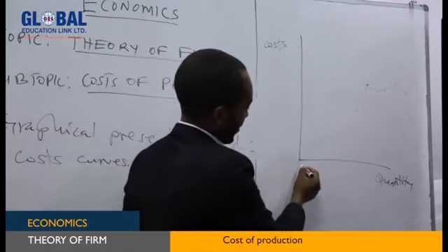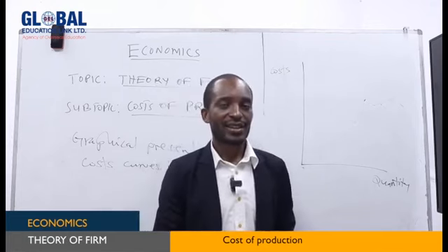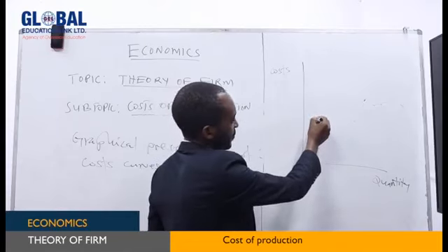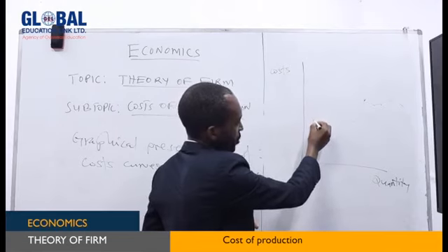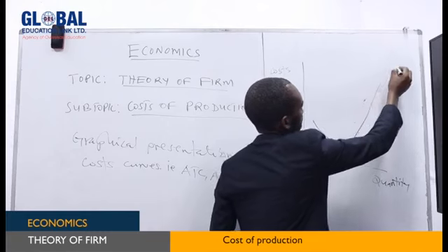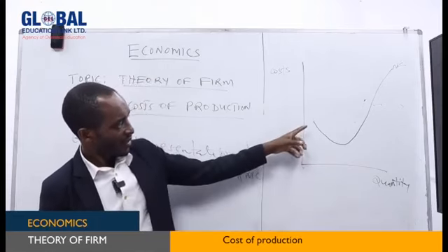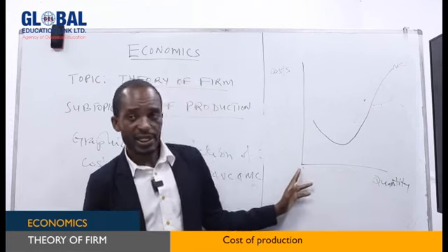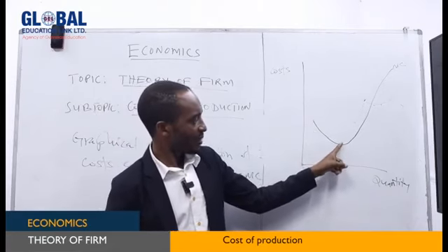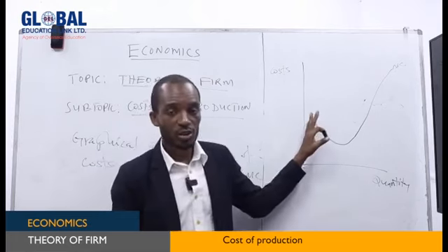At the beginning, when the output is close to 0, the marginal cost is very high. So the marginal cost will start from above, then the cost will be falling, then will start to increase. As you increase production or output, the cost starts to decline. It will decline up to this point, then it will start to increase. So the nature of the marginal cost will look like this.